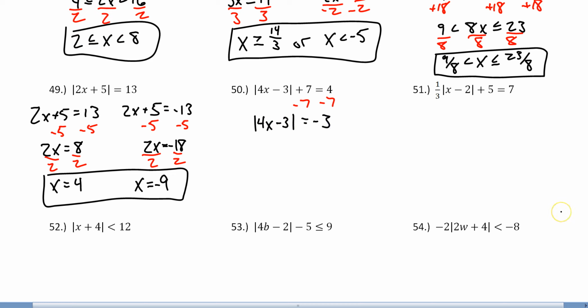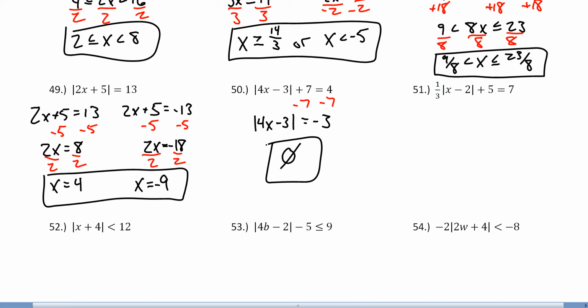From here is where I would normally split this up and do the 4x minus 3 equals 3, and then the 4x minus 3 equals the negative 3. But the thing I should recognize is that the absolute value here can't equal a negative, and what the equation said is literally absolute value equals a negative 3, which doesn't make any sense. This is a no solution. Okay? And as soon as I see the absolute value equals a negative, I can say that.